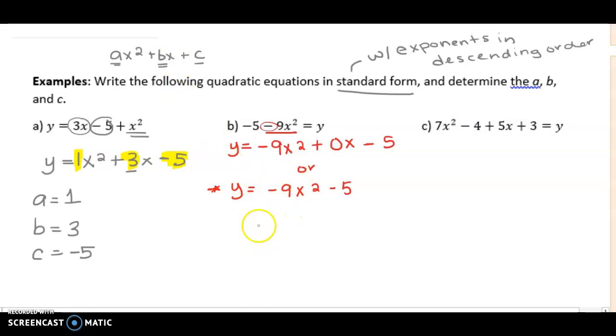Now from this, our a, the number in front of the x squared, is negative 9. Our b is the number in front of the x. We don't have an x, or we have a 0x, so it's 0. And my constant, which is my c, is my negative 5. Once again, don't drop this negative.